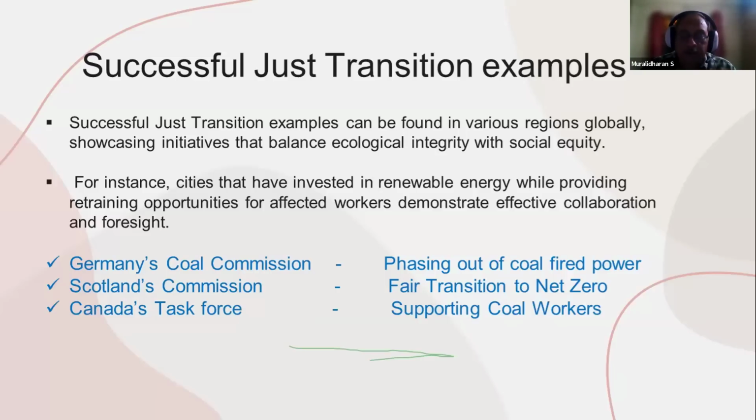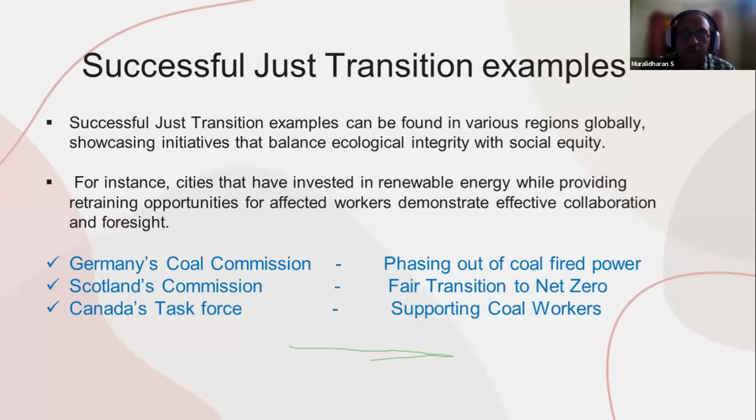Scotland has implemented a Scottish Commission for Just Transition, which is an advisory board. They look at all these aspects of whatever is happening within the country with regard to the changes for bringing in a transformation, and they publish reports of the progress. So this is an initiative which is working. A fair transition to net zero is their objective, which seems to be working to date.